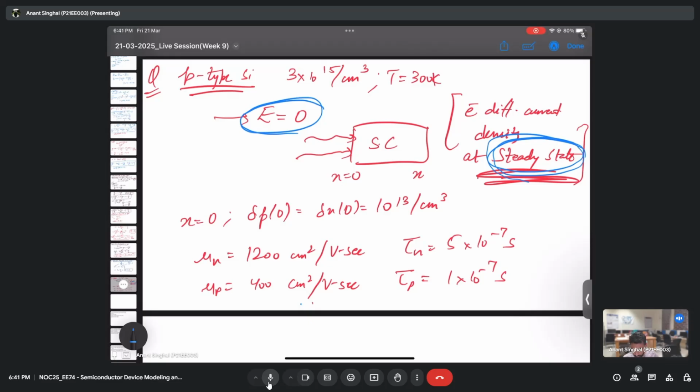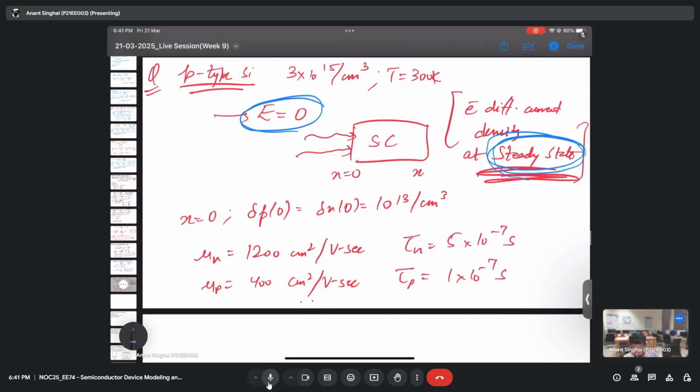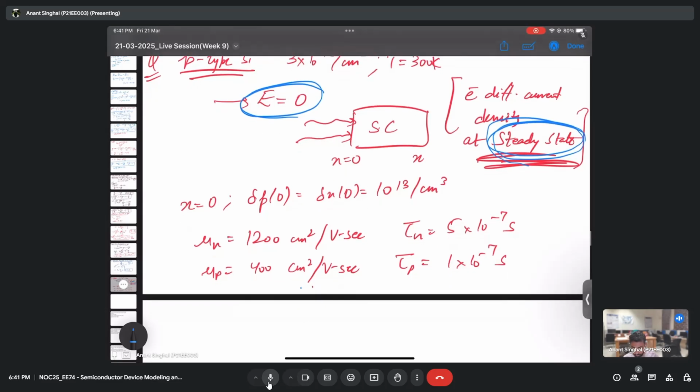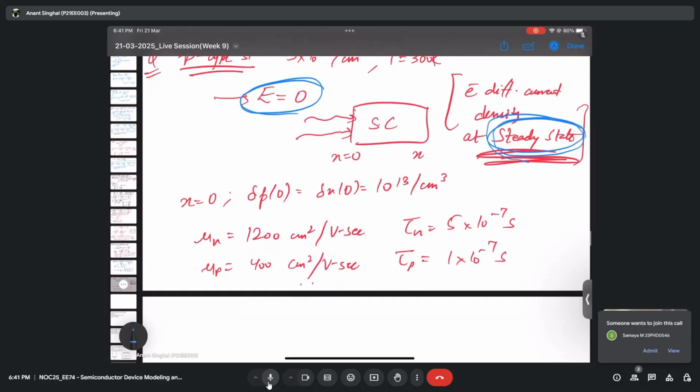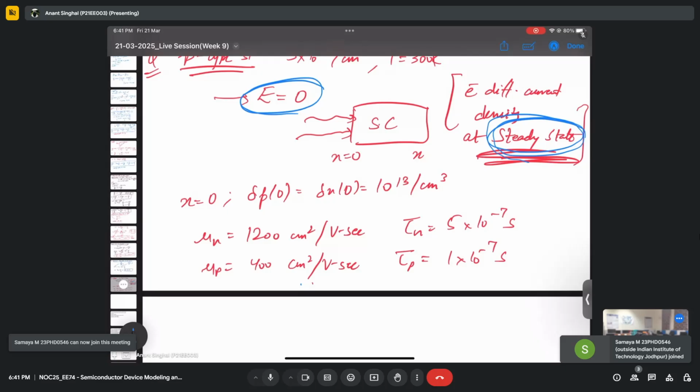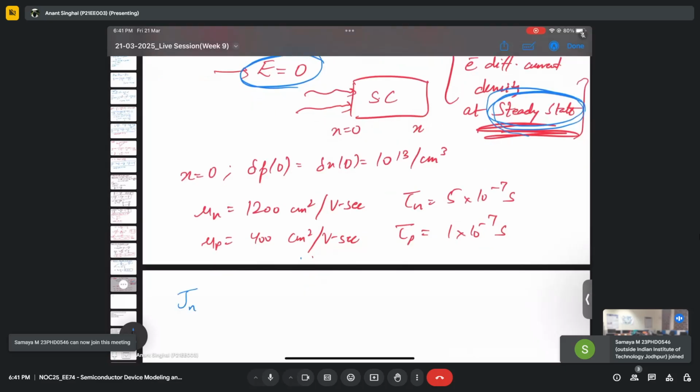So what we need to find is the electron diffusion current density. The electron diffusion current density is nothing but the Jn, and it is the diffusion part. So what we need to find is q Dn times dn over dx.